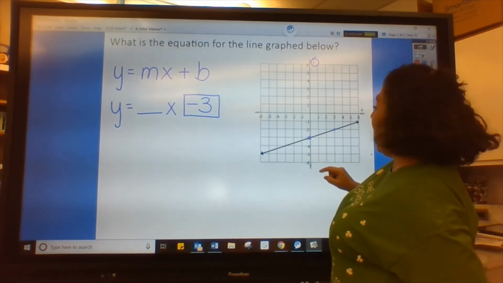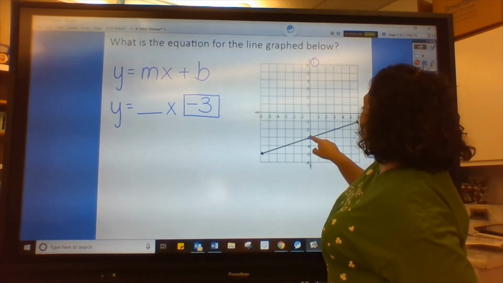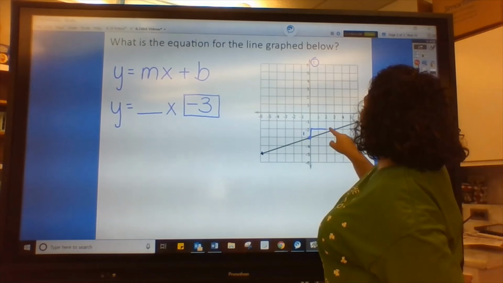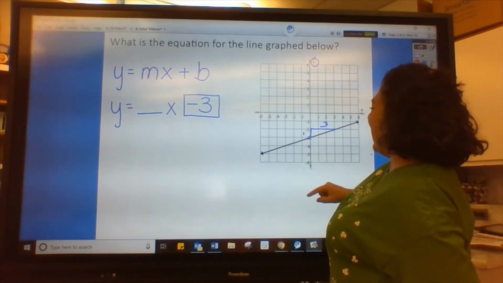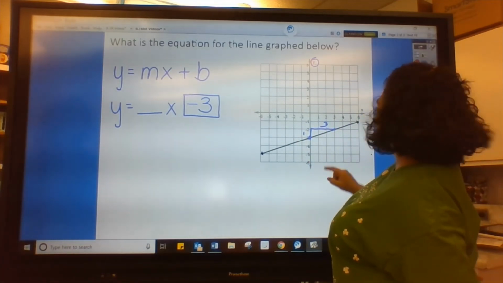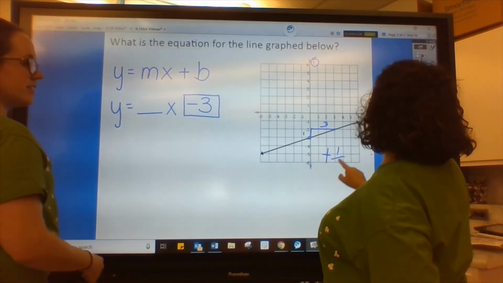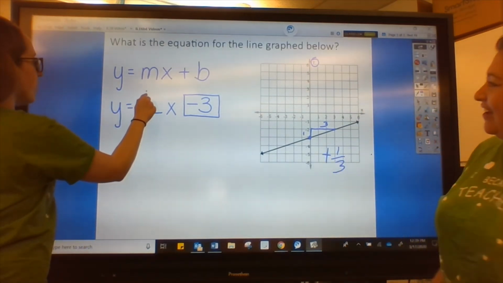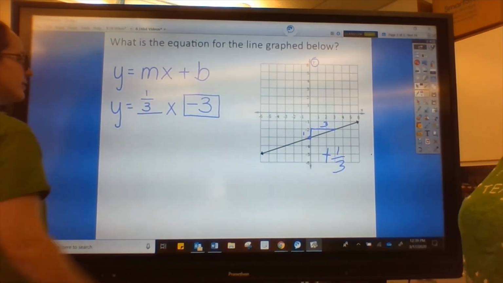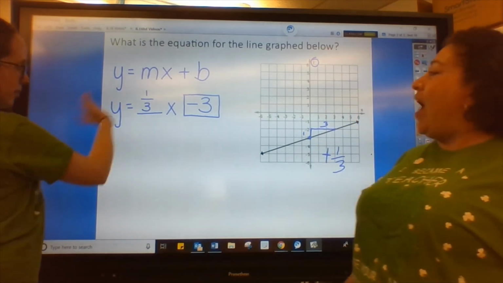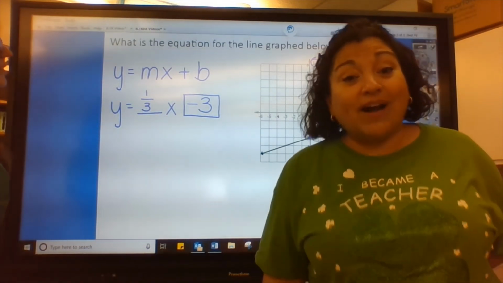And then I'm going to count slope. I'm going to go up 1 and over 3. And of course I went up first, so it is a positive 1 over 3. So there's our equation: y equals 1/3x minus 3.